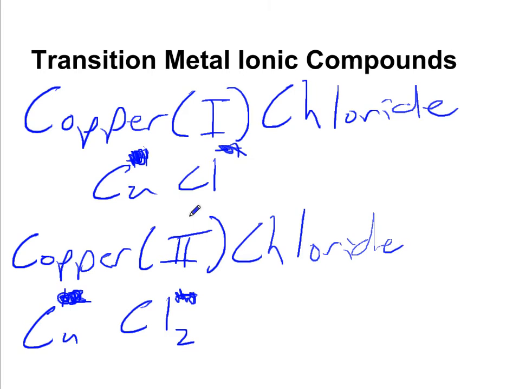You don't do that for every transition metal, just for those that have multiple charges. Zinc doesn't have multiple charges. It's always +2, so you would not write zinc(II) chloride, you would just write zinc chloride. You only use the Roman numeral when there is more than one possible charge.